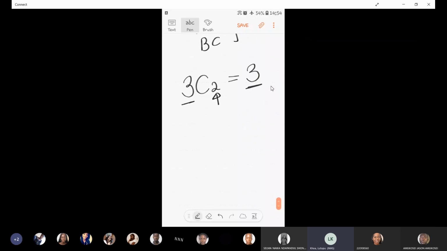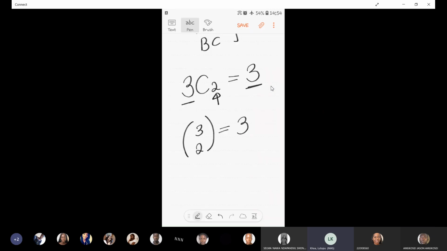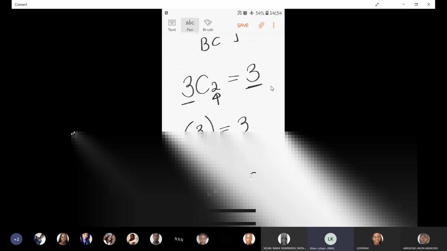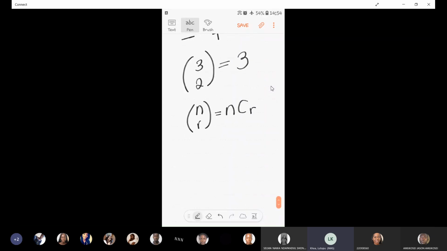Okay, so this 3 choose 2, you write it like this, 3 choose 2, and this is just equal to 3. So when you see this n r, this is the same as out of n items, n people, choose r, and then tell me how many different ways can you choose r people out of n people. Okay, and by definition of this, n choose r is equal to n factorial over n minus r factorial times r factorial. So that's why we learned about the factorial and what it is.